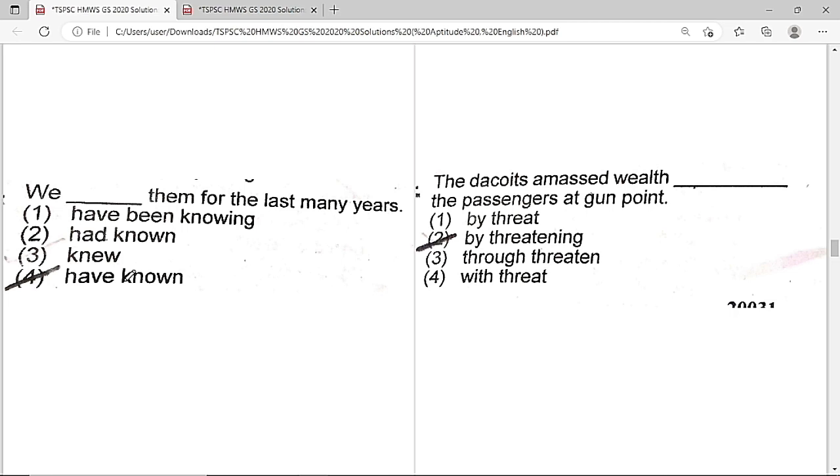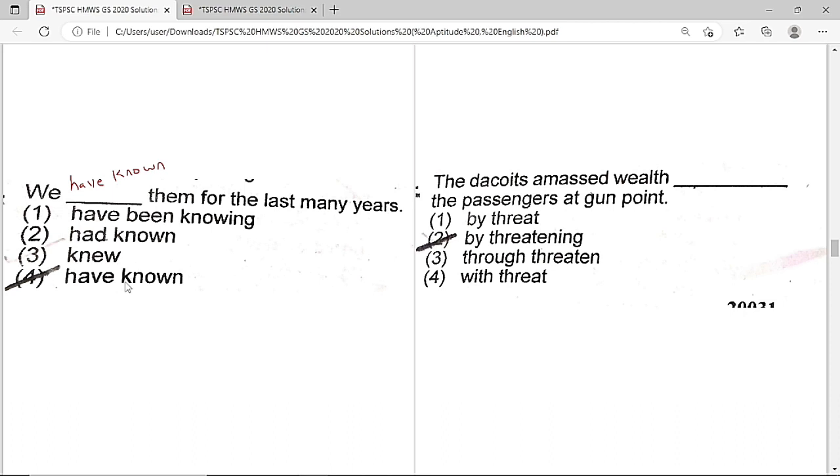Now we are going to solve the other question. The question says: he dash them for the last many years. We have known them. We have known them for the last many years. This is a fill in the blank type of question.